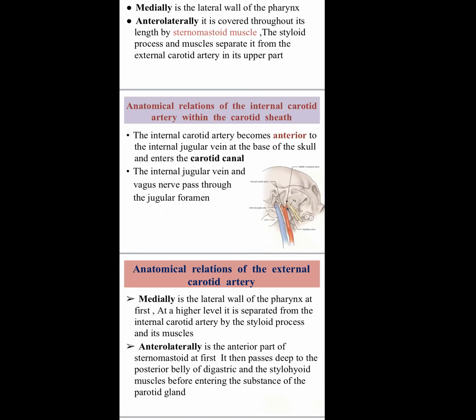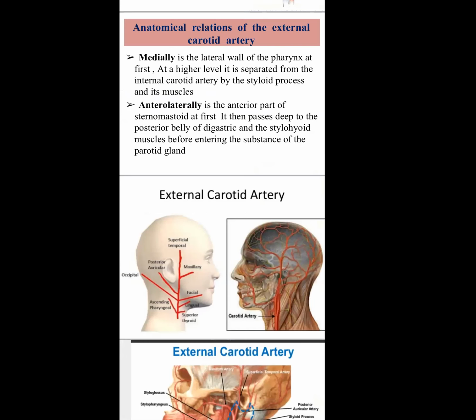Now, the anatomical relations of the external carotid artery. Medially to it is the lateral wall of the pharynx at first, and at a higher level it is separated from the internal carotid artery by the styloid process and its muscles. Anterolaterally, it is related to the anterior part of the sternocleidomastoid at first, and then passes deep to the posterior belly of digastric and the stylohyoid muscle before entering the substance of the parotid gland.